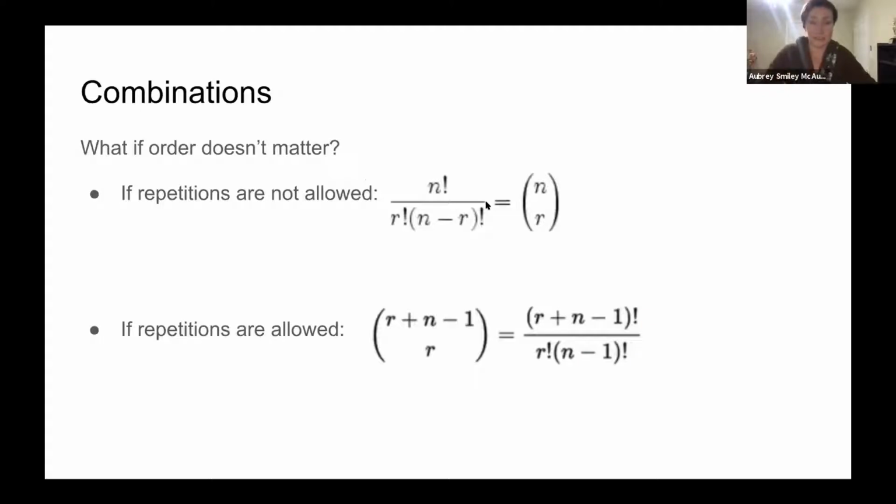So let's see the other alternative, if order doesn't matter. So here are the equations. R and n are still exactly what they were before. If repetitions are not allowed, it's n choose r. And Python and R both know what n choose r is. You can also do n choose r in Google, and that actually has a built-in calculator. But if repetitions are allowed, you're going to follow r plus n minus 1 choose r.